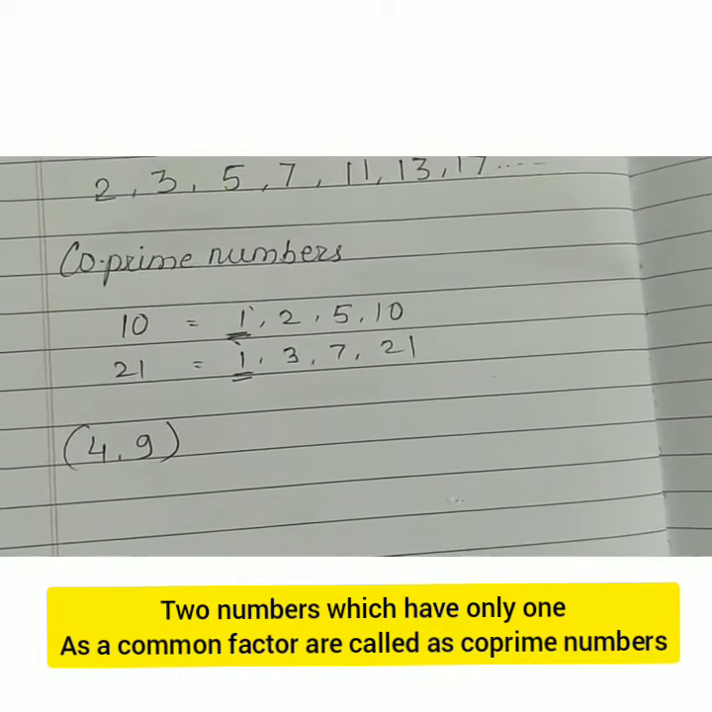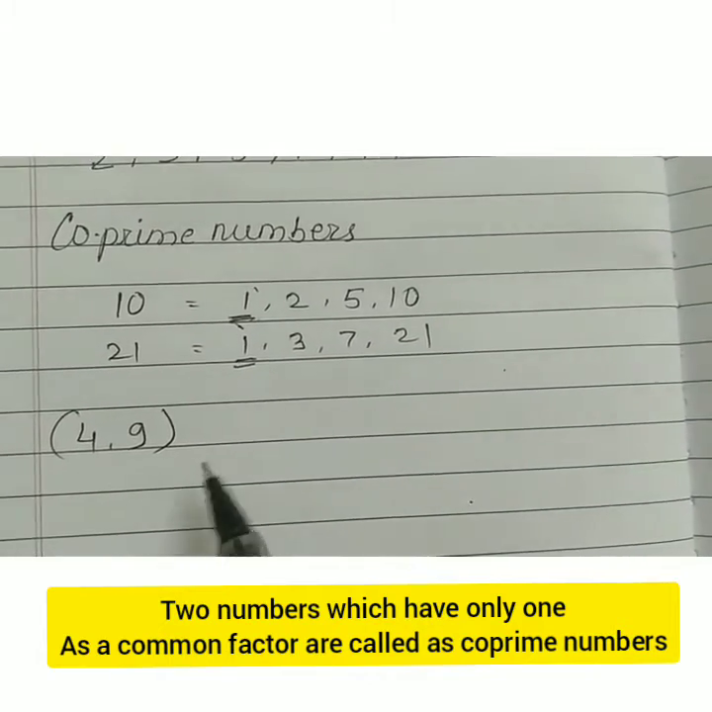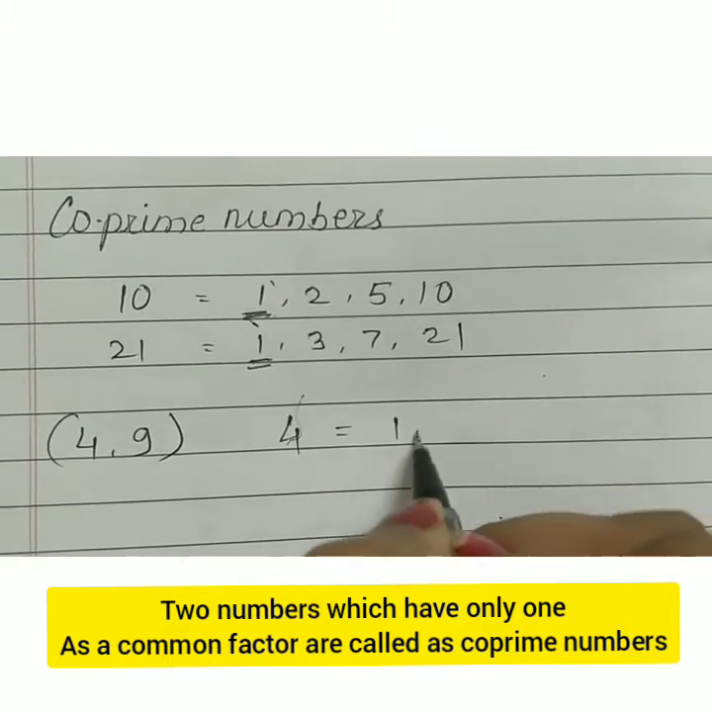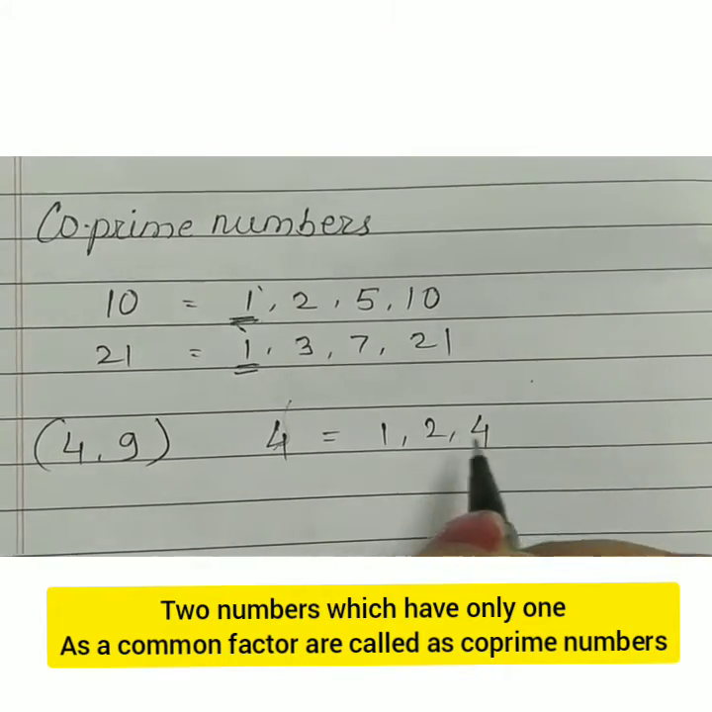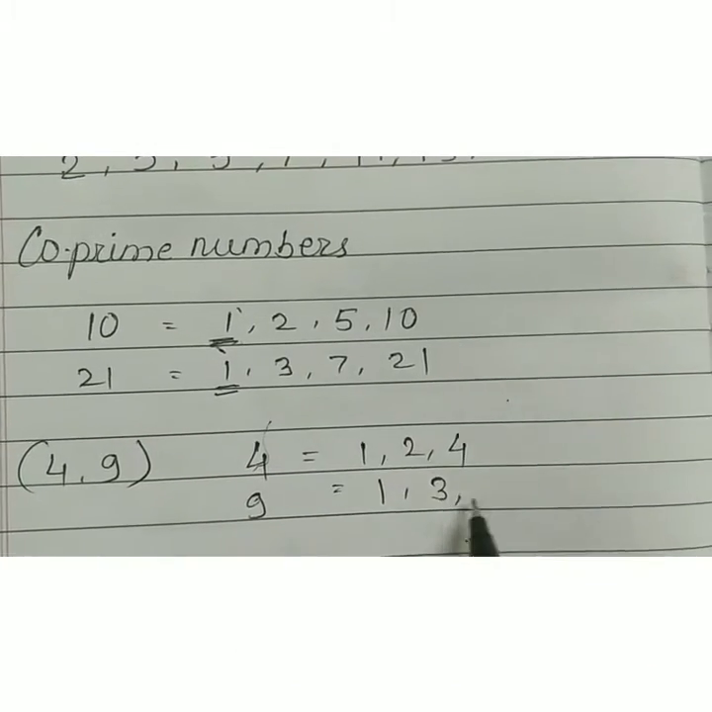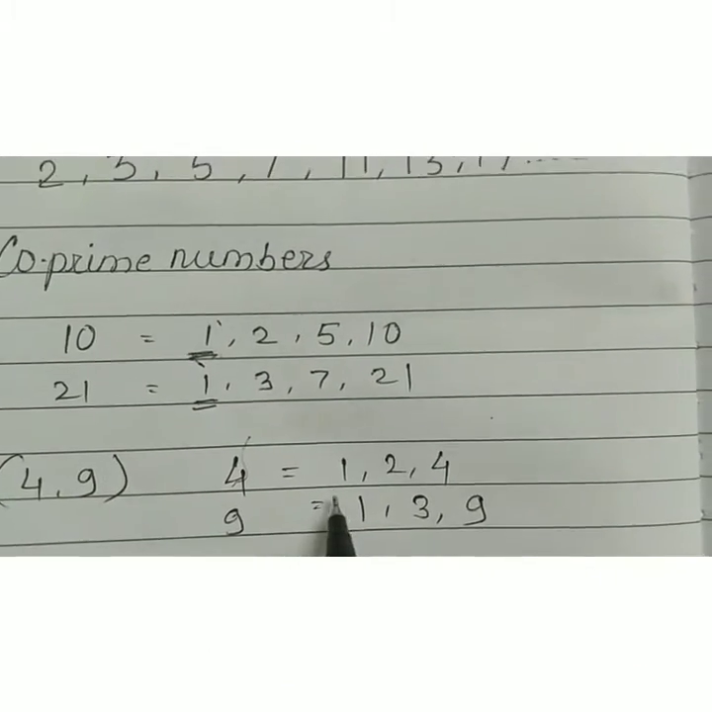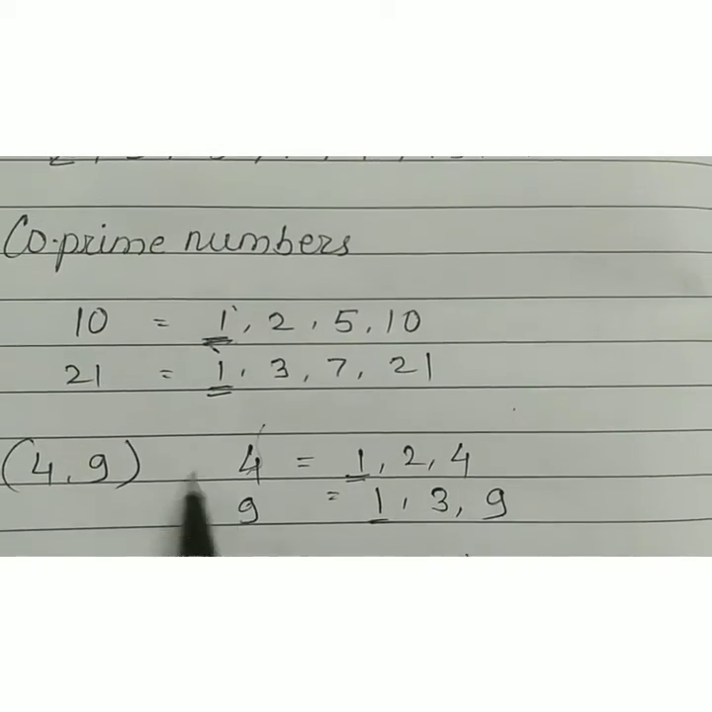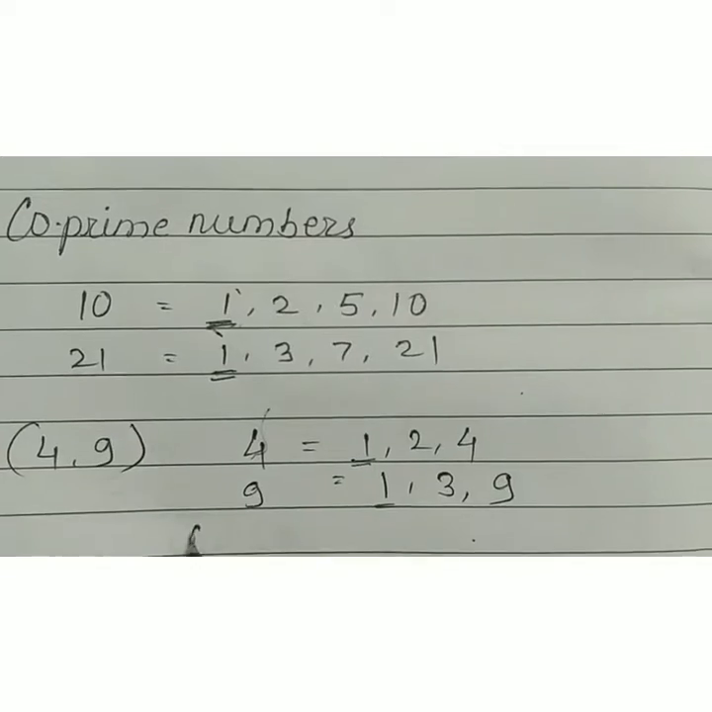Now let's check if these two numbers are co-prime. First we are going to write the factors of 4: 1, 2 and 4, and the factors of 9: 1, 3 and 9. Here only 1 is common as a factor, so 4 and 9 are co-prime numbers.